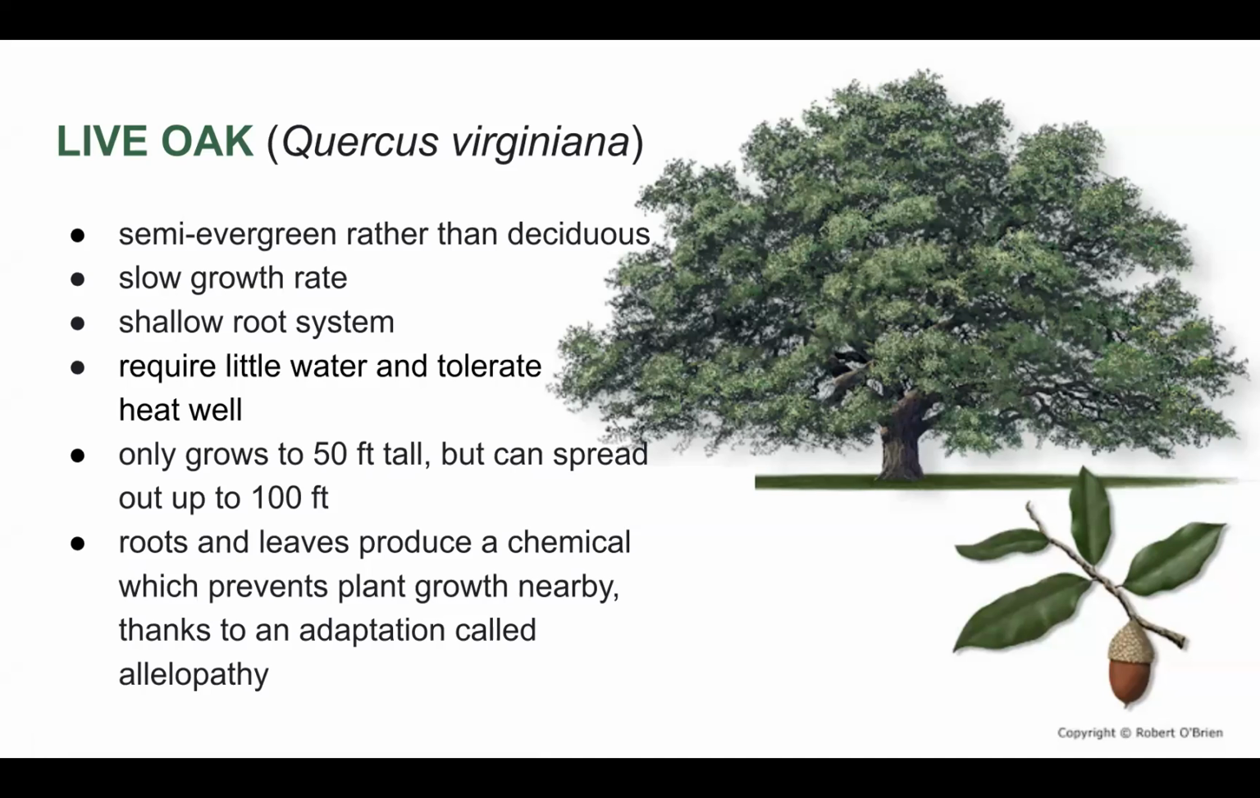They again are a slow growing tree. In fact, they take a long time to grow. Some of these live oak trees could be more than 1,000 years old. But they have that shallow root system like the post oak and the blackjack oak. They don't require a lot of water, and they tolerate heat well. So that's something that all of these oak trees have in common, even though they do have different characteristics.